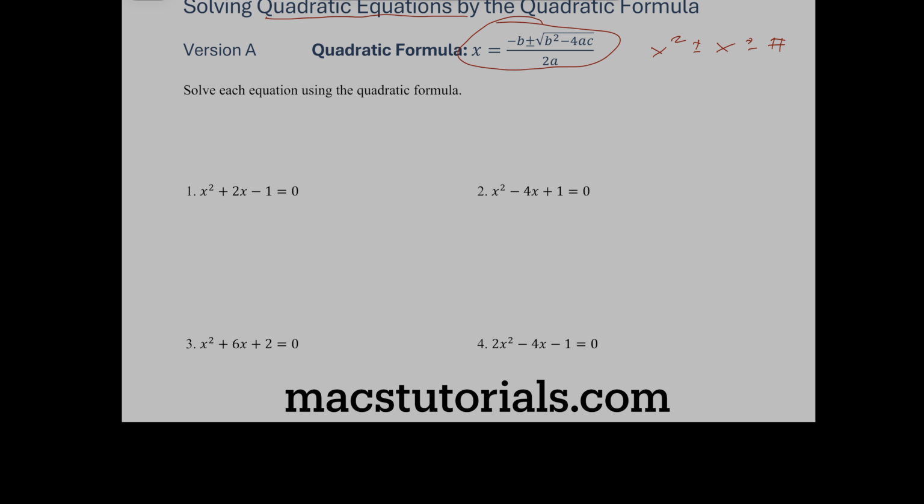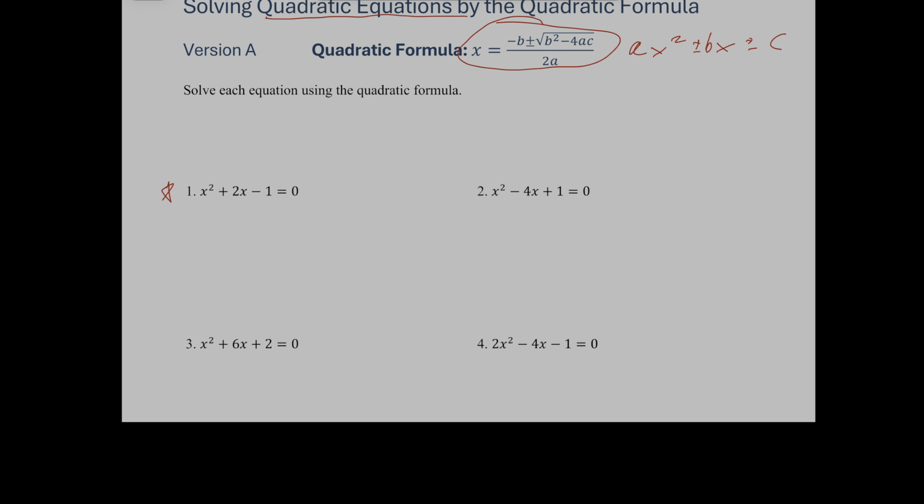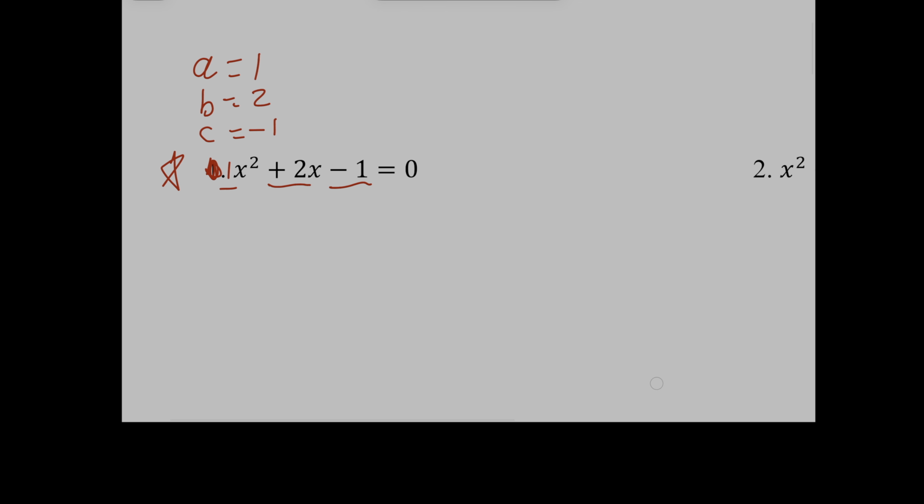So here's the way it works. Your a is whatever's in front of that x squared. Your b is whatever is in front of that x. And the number floating out here, that's the c. So if I look at number 1 right here, what's in front of the x squared? It's just the number 1, so my a is going to be 1. What's in front of the x? A 2, so that's my b. And what's my c? It's this number, and you have to go with the sign as well, so use the sign.